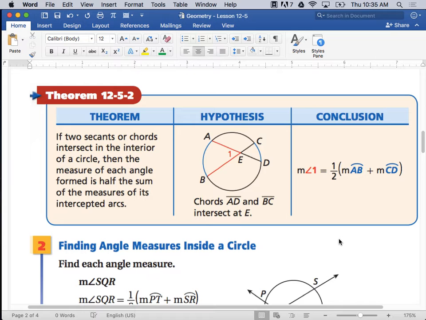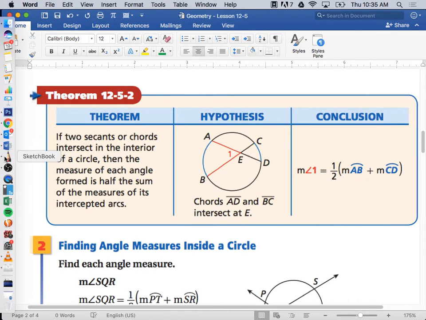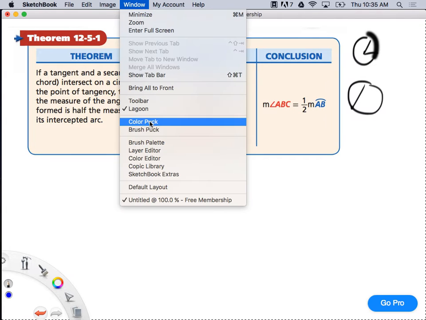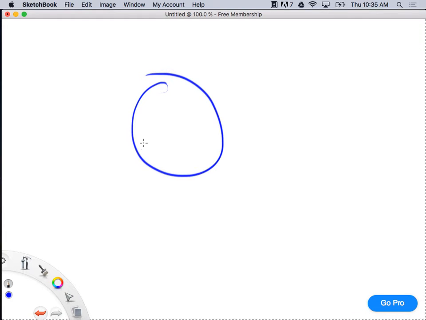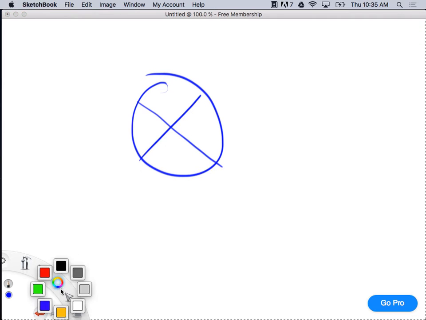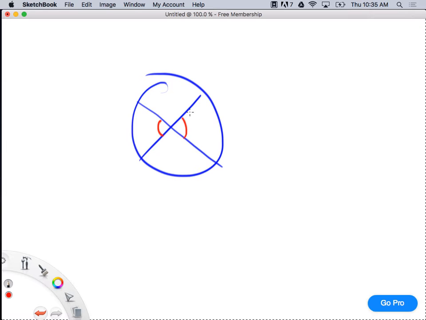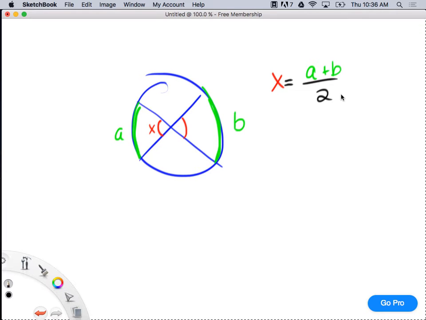Okay, so let's take a look at this. Say I've got a situation here. I've got a circle. I've got two lines that intersect. And I want to know what these angles are equal to. I'll call that x. Well, it's equal to the average of these two arcs. So if this is A and this is B, then x equals A plus B divided by 2. Over 2. Exactly. That's it. It's just the average of the two. Does that make sense? Any questions on that?